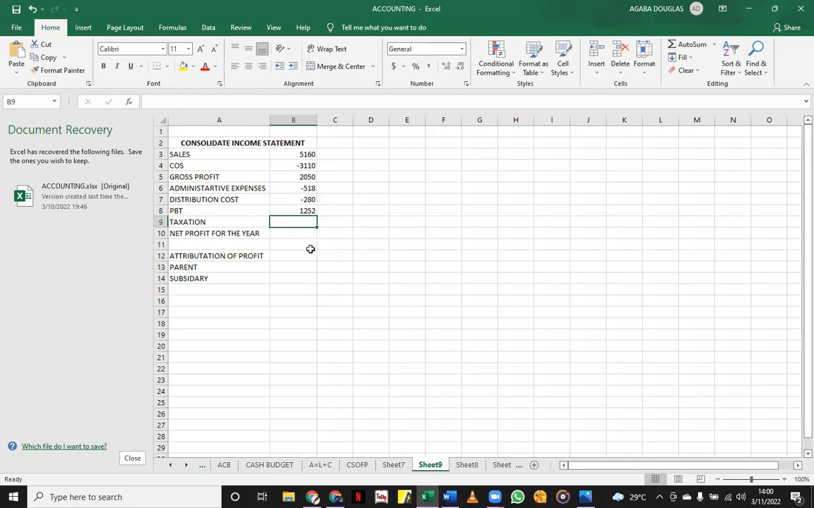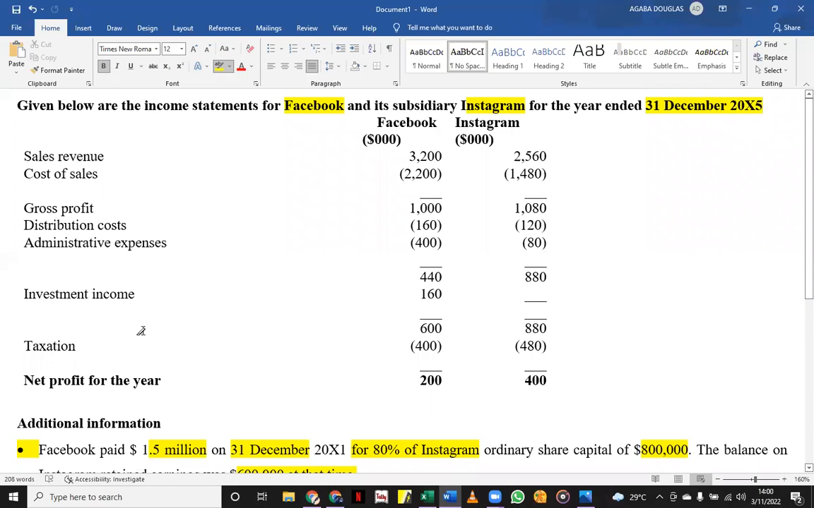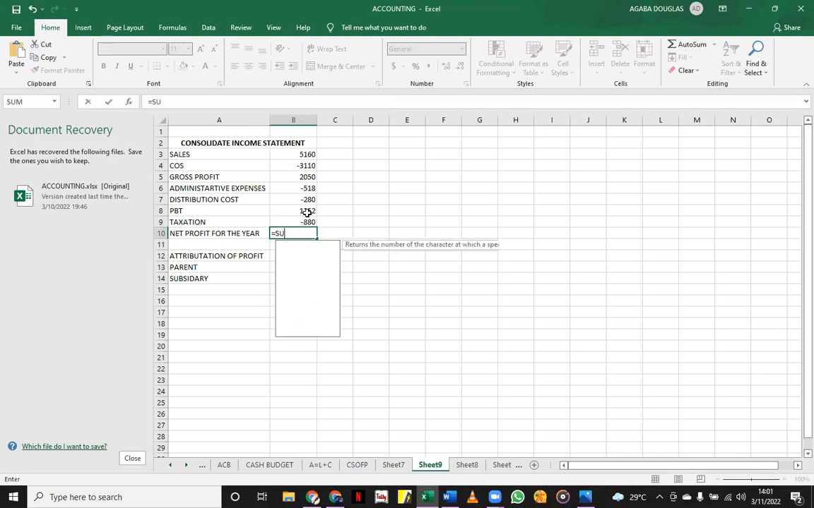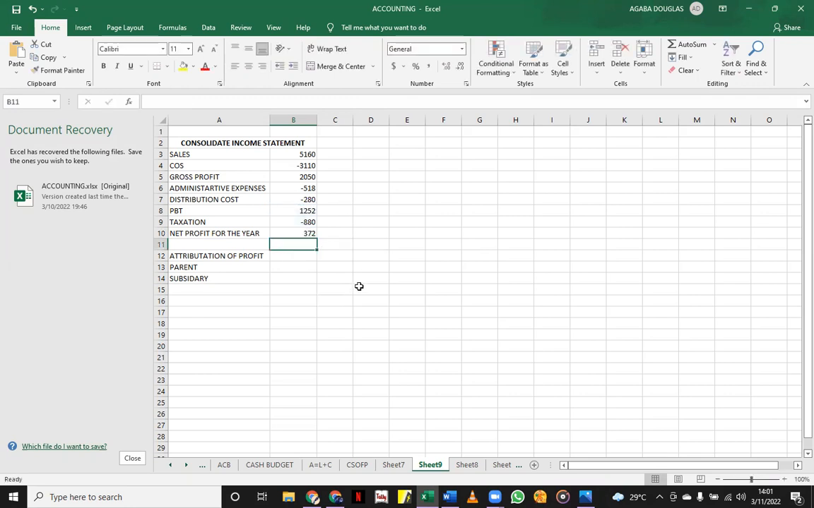Now, this is where we make a mistake. People are going to subject the profit before tax to the corporate rate, which is 30% in Uganda as of today. Yet that's not the case. Remember, we are doing everything on a line by line basis. So we need to come back to the question again, and then we add the taxation of 400 plus 480. So when we do that, we get 880. So we'll get a negative 880, and then we'll get the net profit for the year as the summation of these two here. Then we'll get 372.